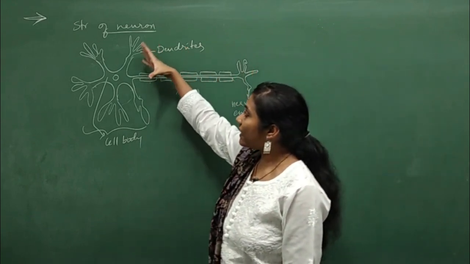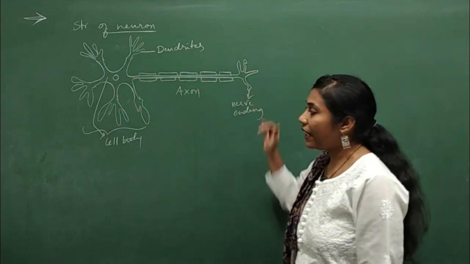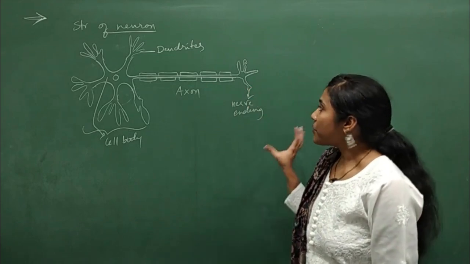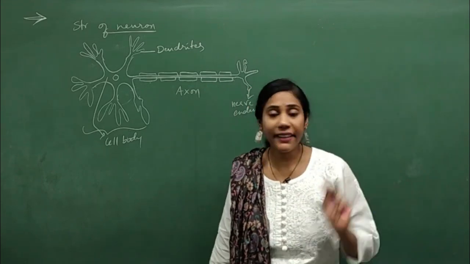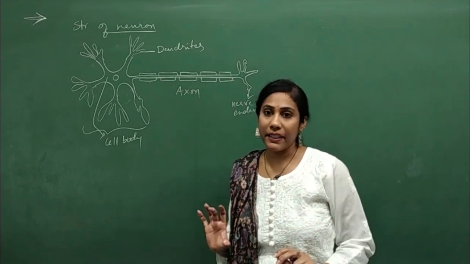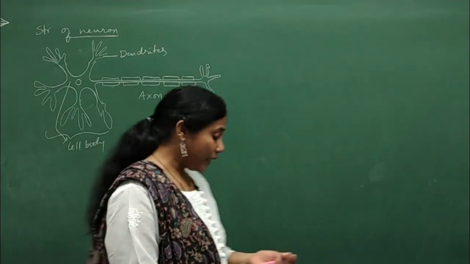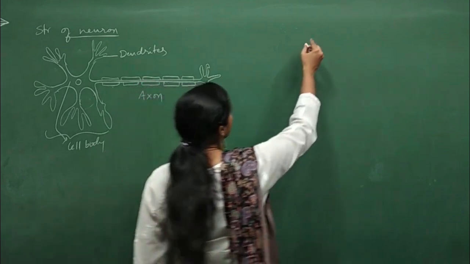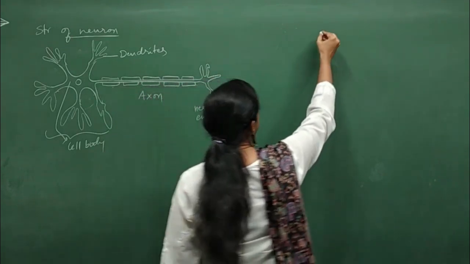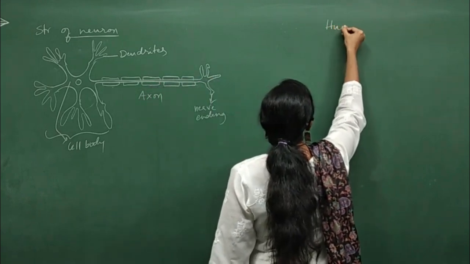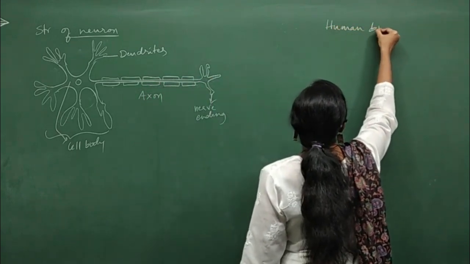So this is how an electric impulse gets passed in the neuron. Clear? The structure is very, very simple, and you can draw it neatly along with the labeling. Fine. And now a very, very important diagram, one more diagram that can be asked for 4 marks, and that is the diagram of the human brain.